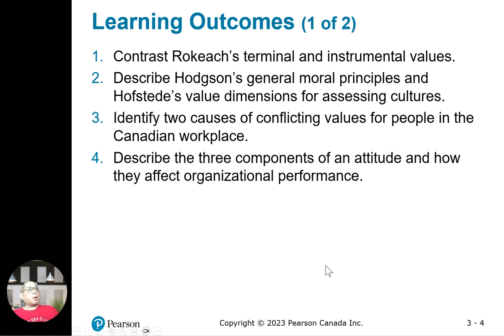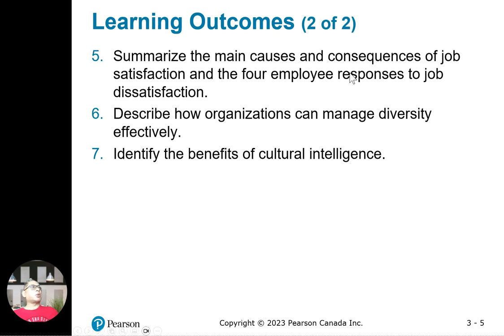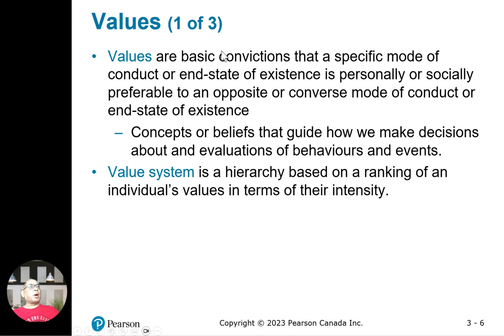Let me just go back. Describe the components of attitude and how they affect organizational performance. That's number 4. Okay. Number 5, we summarize the causes and consequences of job satisfaction and employees' responses to job dissatisfaction. Number 6, describe how organizations can manage diversity effectively. Number 7, identify the benefits of cultural intelligence. And let's look at the third one, the values here.